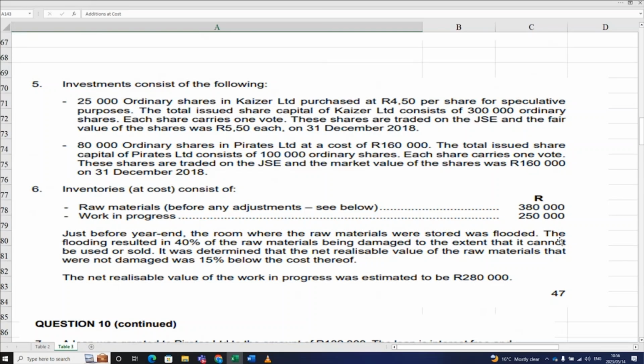The flooding resulted in 40% of the raw materials being damaged to the extent that it cannot be sold or used. It was determined that the net realizable value of the raw materials that were not damaged was 50% below the cost thereof. The net realizable value of the work in progress was estimated to be 280,000.